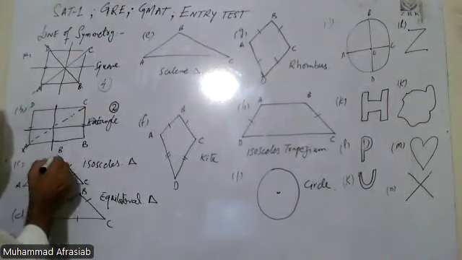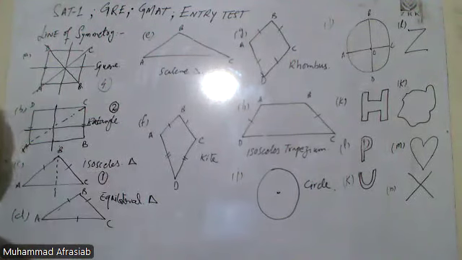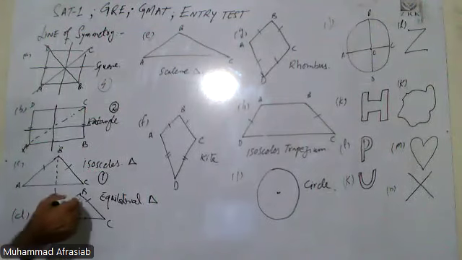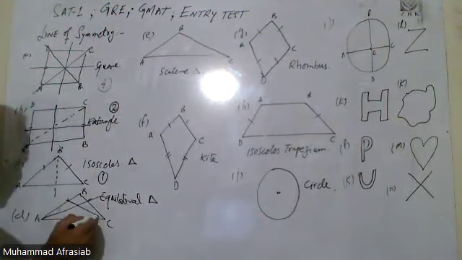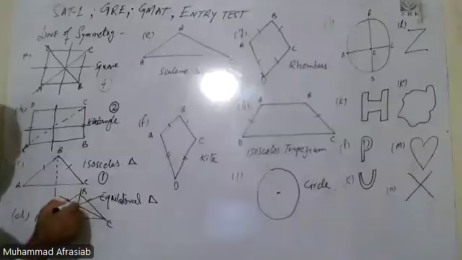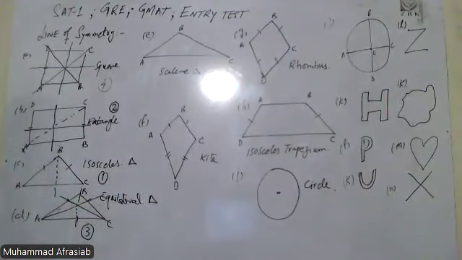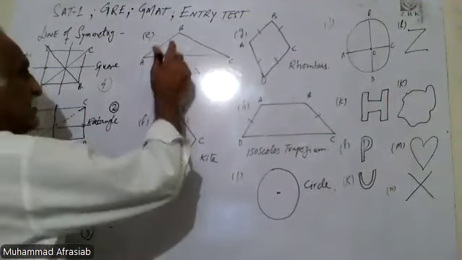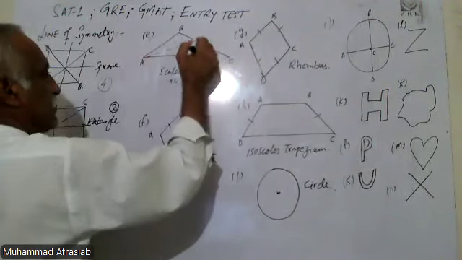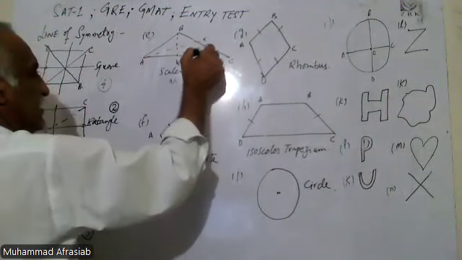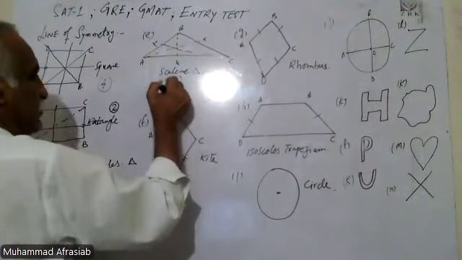And if it is an isosceles triangle, then we know that there is only 1 line of symmetry for this. If it is an equilateral triangle, then we can have this line of symmetry there, this line of symmetry there, and this line of symmetry there. So there are 3 lines of symmetry for this equilateral triangle. For this scalene triangle, there is no line of symmetry because this cannot divide it, this cannot divide it, and this cannot divide it into equal parts. So there is no line of symmetry for this.